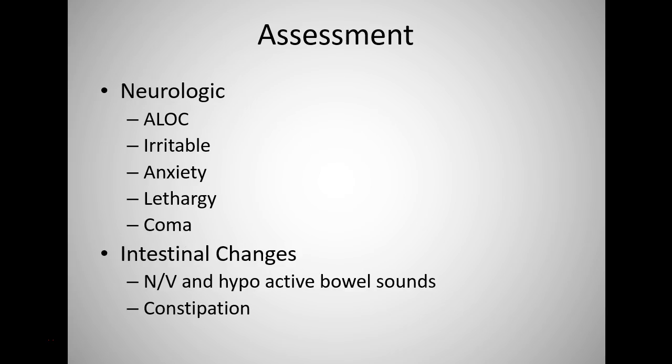So for neurologic, you're going to assess the altered level of consciousness. You're going to find out and assess whether or not they're irritable, they have anxiety, lethargy, or coma. For intestinal changes, you'll see nausea and vomiting, and hypoactive bowel sounds, and possibly constipation.